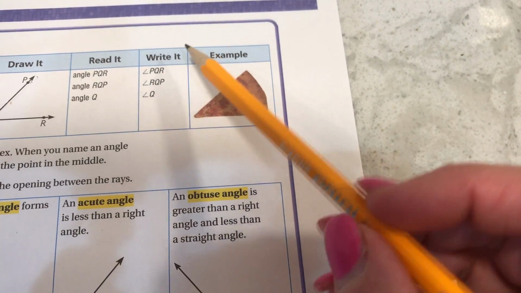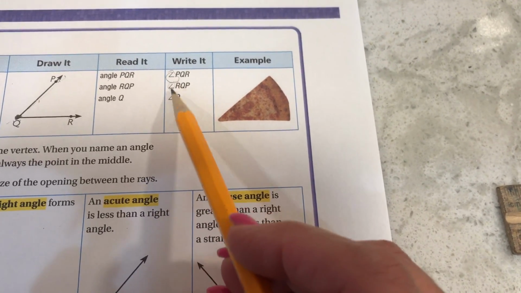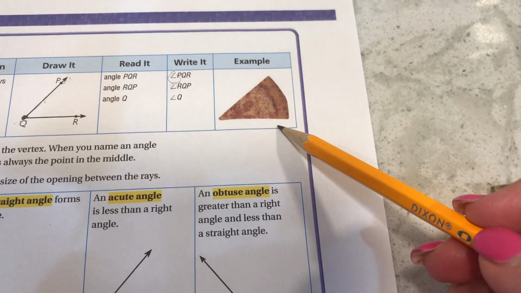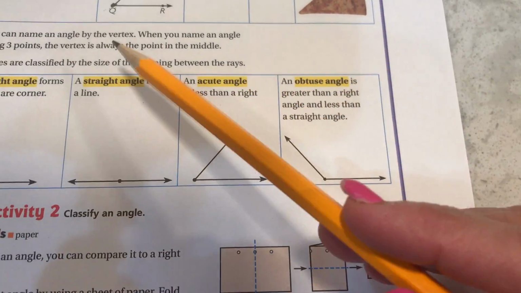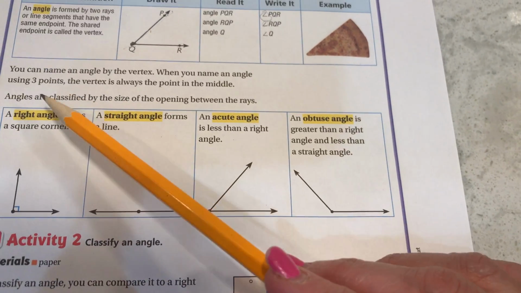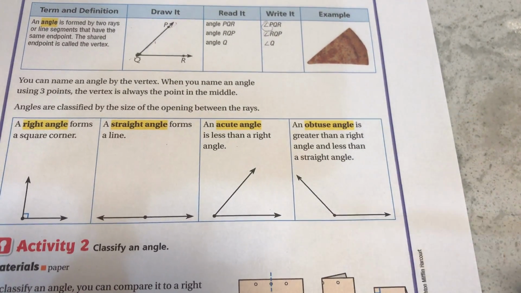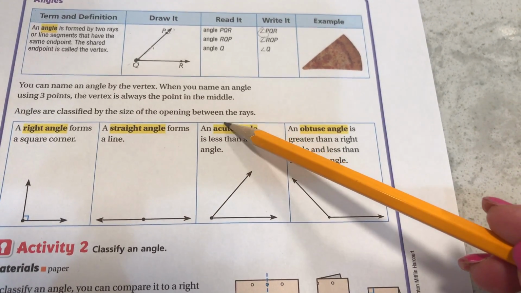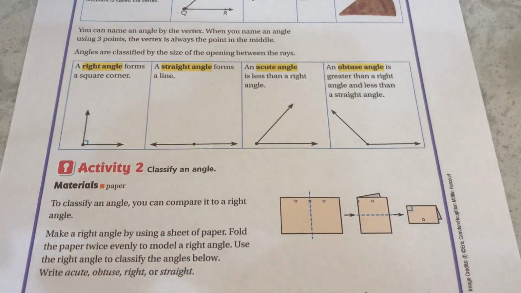And here's how you write it. So here's the icon for angle. And they want you to think of a pizza slice, and we love that because we always talk about food. All right, you can name an angle by the vertex when you name an angle using 3 points. The vertex is always the point in the middle, always, always, always. Angles are classified by the size of the opening between the rays. Now, you had this last year in 3rd grade, so this is just a review.